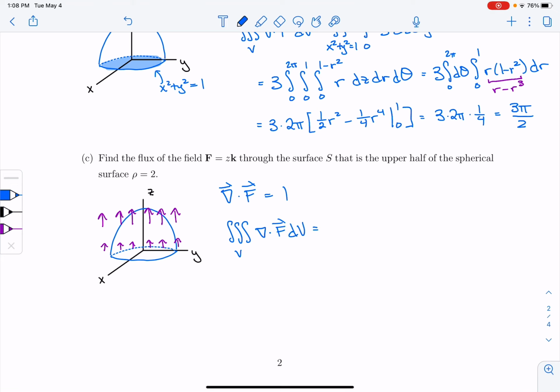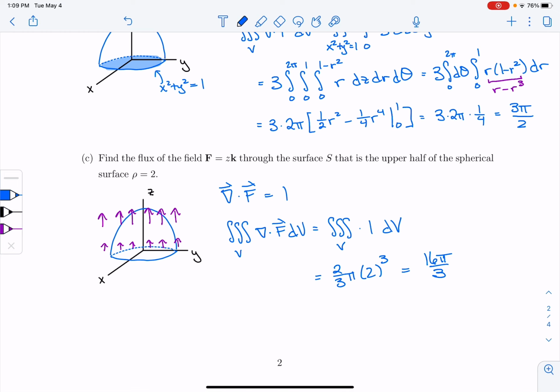Okay, but essentially I'm integrating over that volume 1 dV. And so this is just the volume of the hemisphere. So what is the volume of the hemisphere? Well, it's going to be 2/3 pi times 2 cubed. And in fact, that's going to be 16 pi over 3.